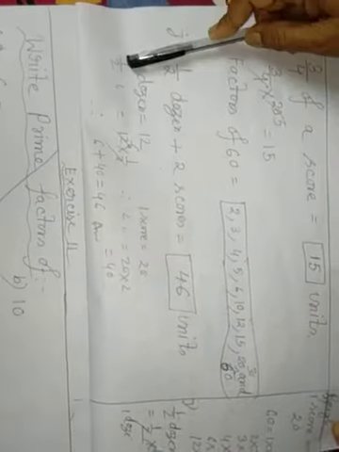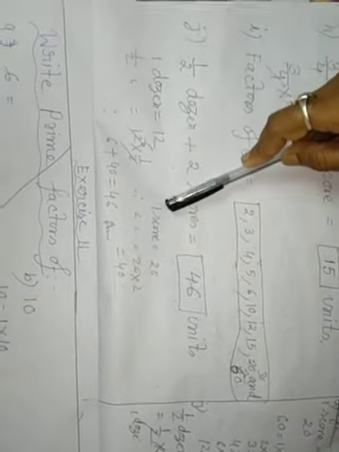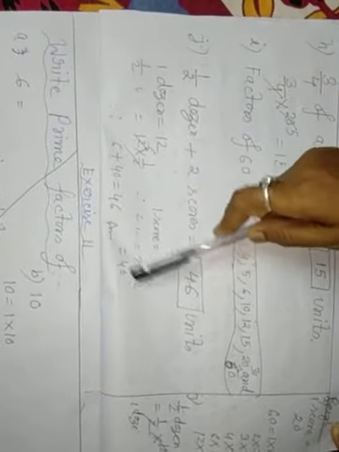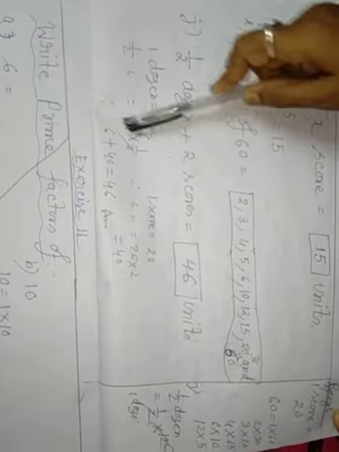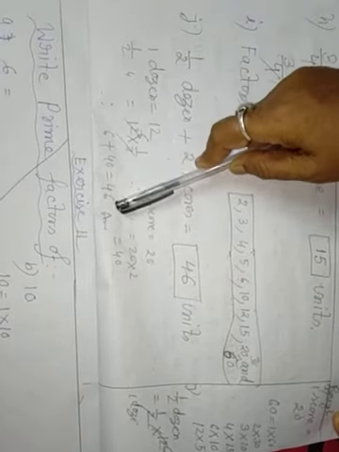Okay. J. 1 by 2 dozen plus 2 score. 1 dozen equal to 12. So half dozen, 1 by half dozen equal to 12 into half, that is 6. 1 score equal to 20, so 2 score is equal to 20 into 2, 40. That is half dozen equal to 6, 2 score means 40. So 6 plus 40 equal to 46.